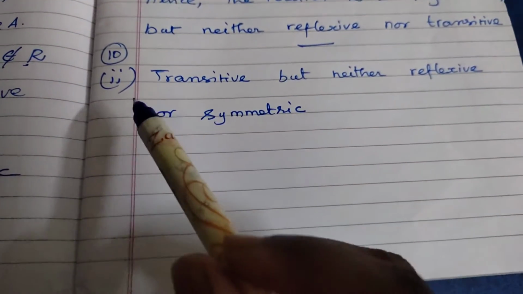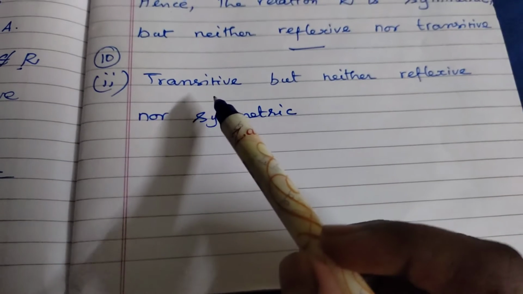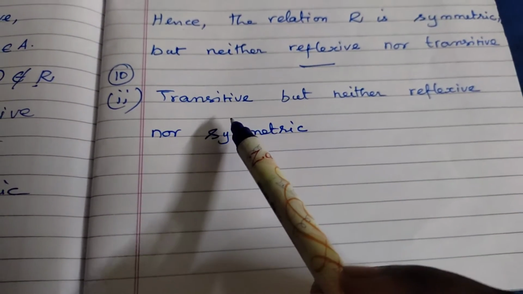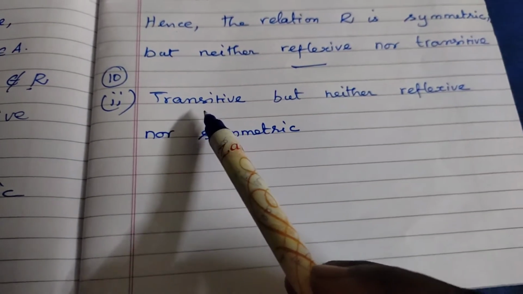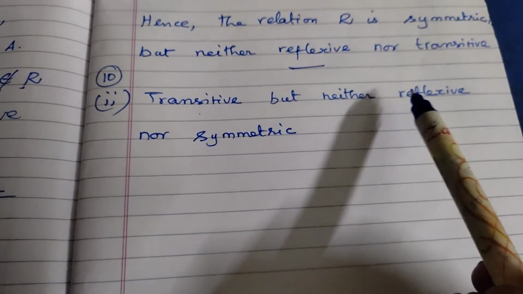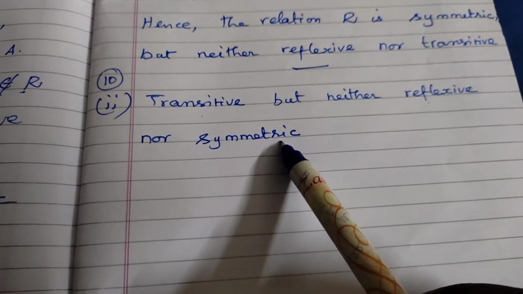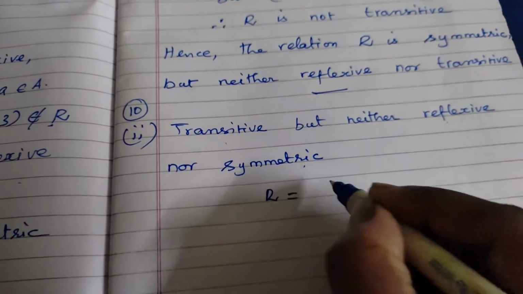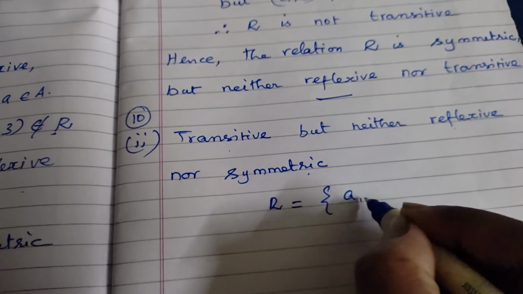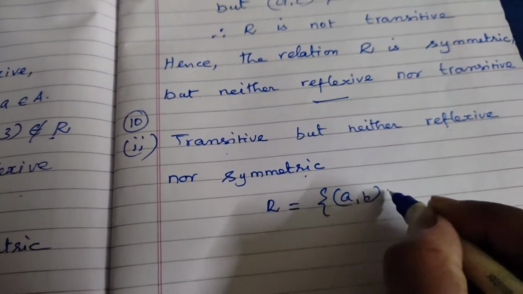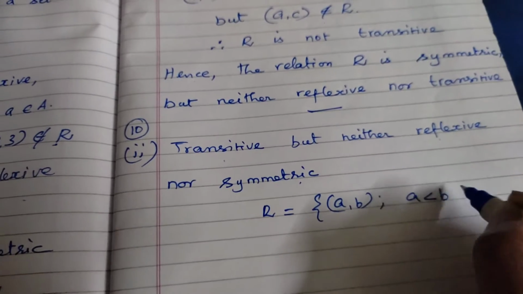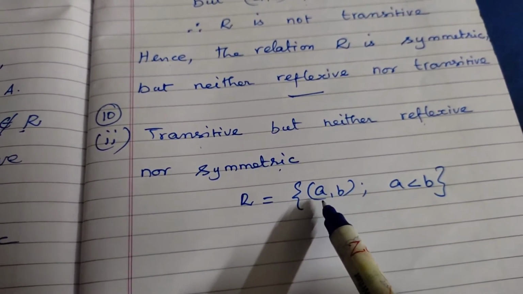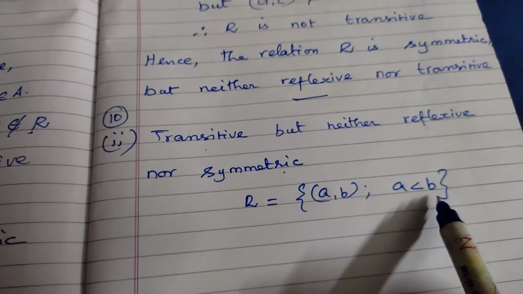Now, 10th sum, second subdivision, transitive. We have to give an example of a relation which is transitive but neither reflexive nor symmetric. Here we take R equal to the set of all (a, b) such that a < b.